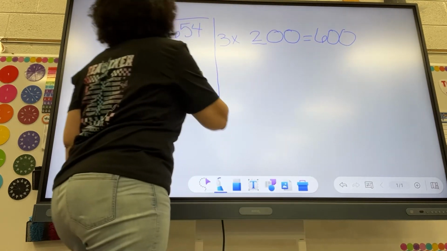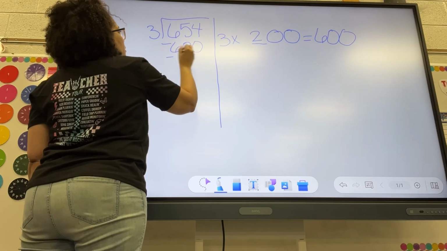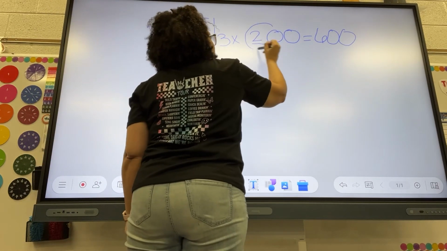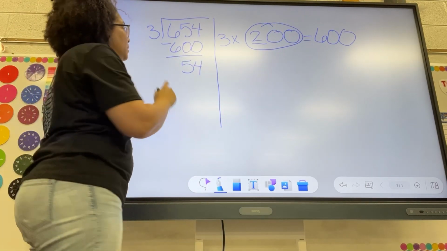Then I'm going to subtract this from my dividend. And that's going to give me 54. Now this becomes my first partial quotient. So we'll go back to that here in a minute.